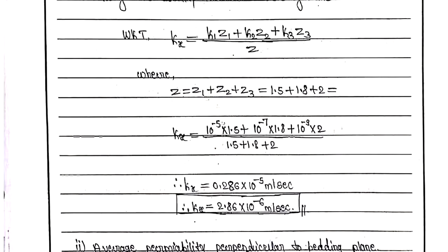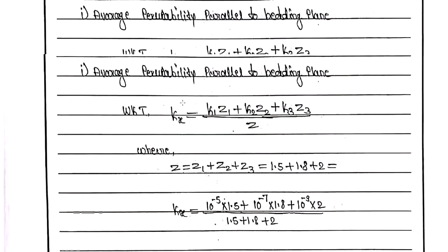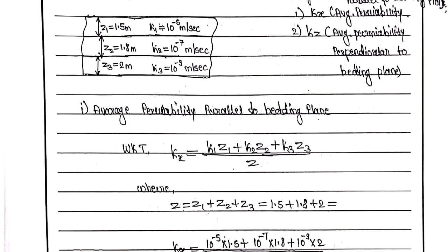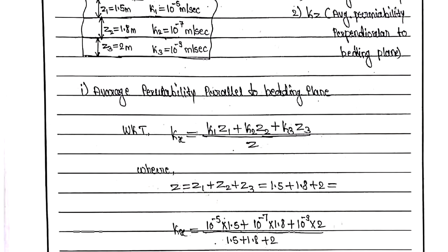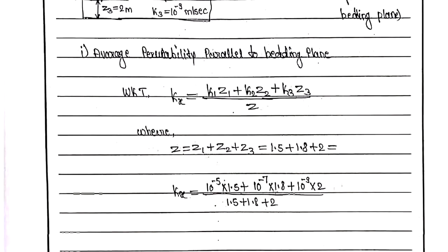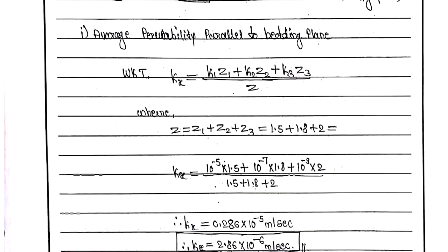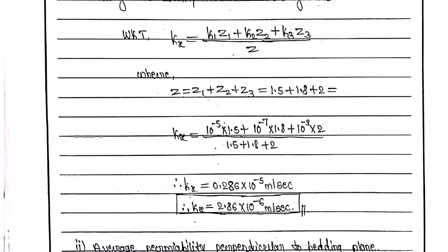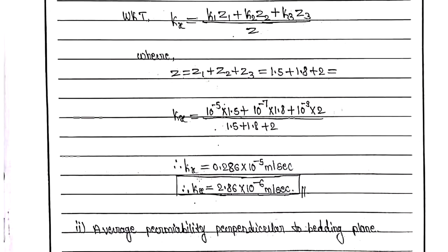In the same manner, I have substituted in the formula. Kx is equal to 10 to the power minus 5 into 1.5, substituting K1, plus 10 to the power minus 7 into 1.8, plus 10 to the power minus 9 into 2, divided by 1.5 plus 1.8 plus 2. That gives us Kx is equal to 0.286 into 10 to the power minus 5 meter per second. Meter per second is the unit of the answer.